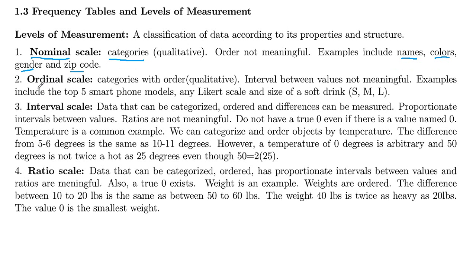The next level of measurement is what's called ordinal scale, and the keyword in there is order. So these are categories with order, so ordered categories. Intervals between values here are not meaningful. For example, if you subtract two data values in two different categories, that doesn't make sense. Examples would be if you rated the top 5 smartphone models: first, second, third, fourth, fifth. There is an ordering there, but the second minus first, that doesn't make sense.